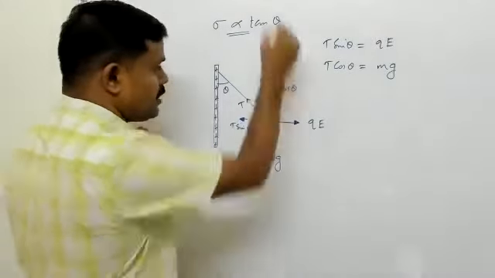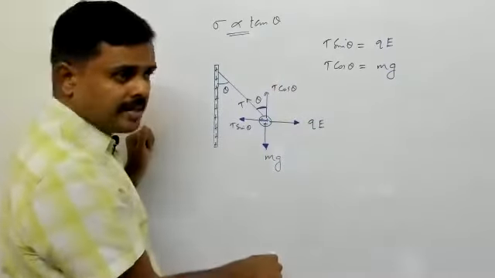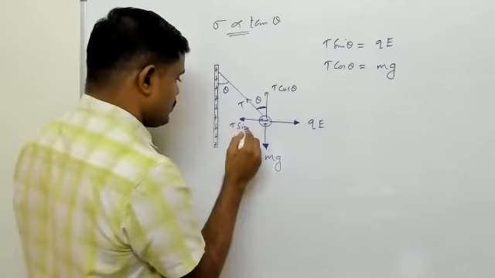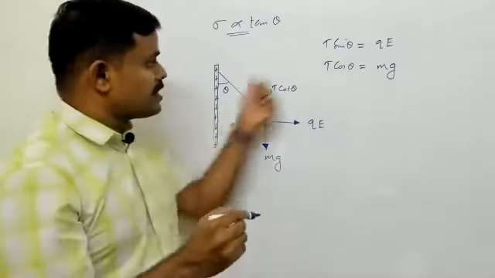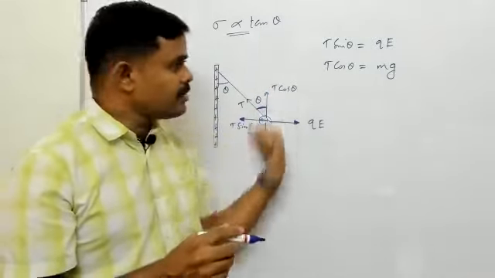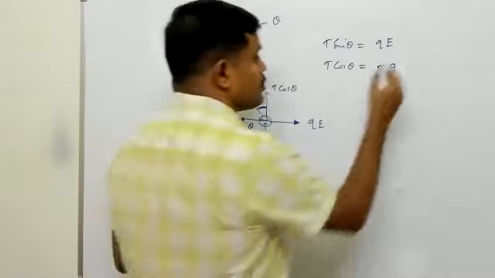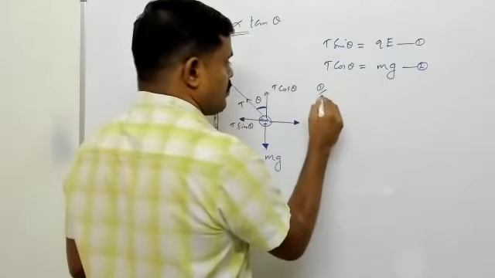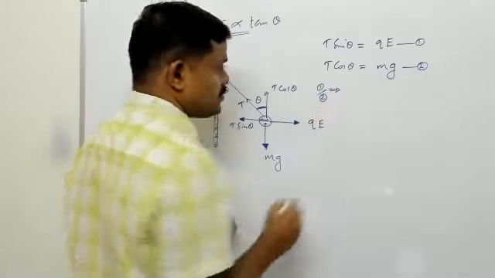Similar way, force in the upward direction, same as force in the downward direction. Force to the right and left. What is that? Force to the left is T sin theta. Force to the right is QE. Force in the upward direction is T cos theta. Force in the downward direction is mg. So this is equation number 1, equation number 2, and equation number 1 by equation number 2 implies what?